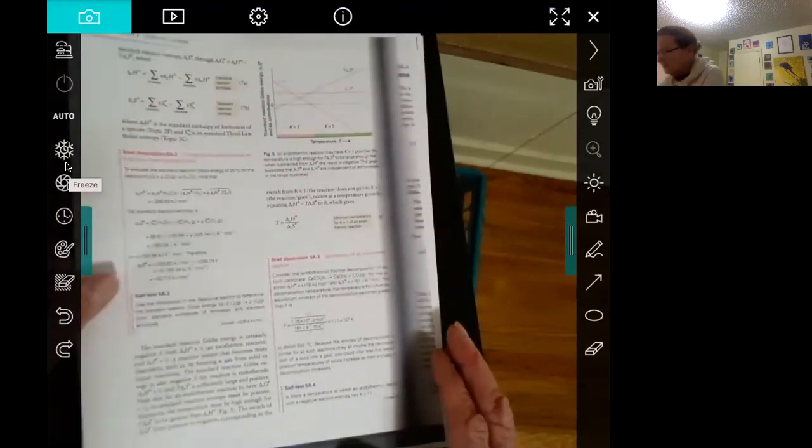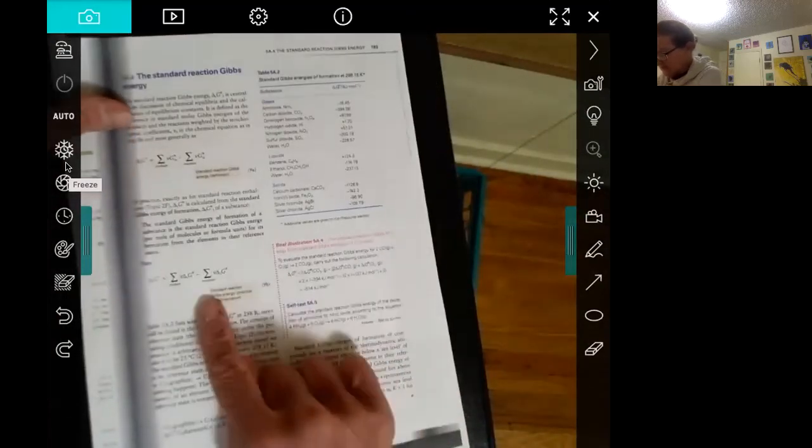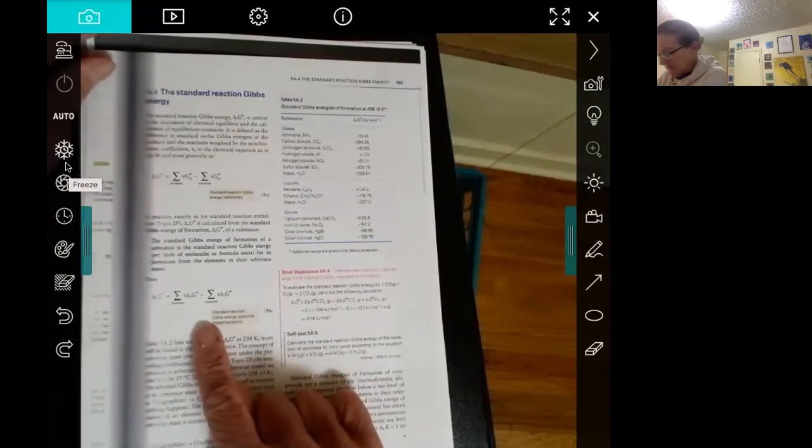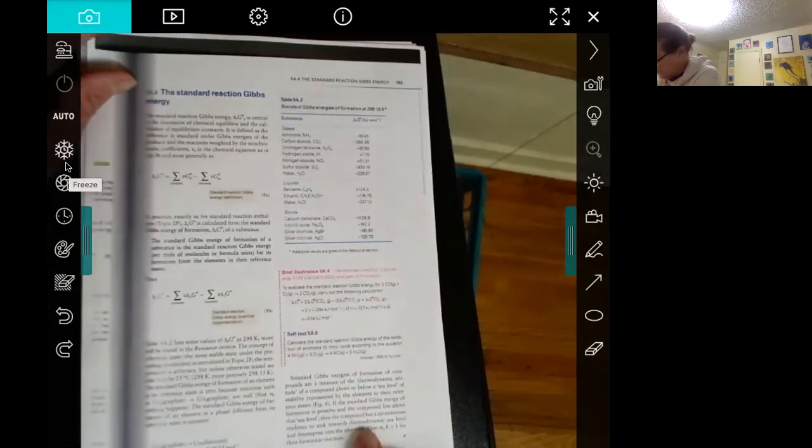Nothing new on that page. We've talked about everything there. And we've just talked about how you would calculate this from table values. And that is about it.